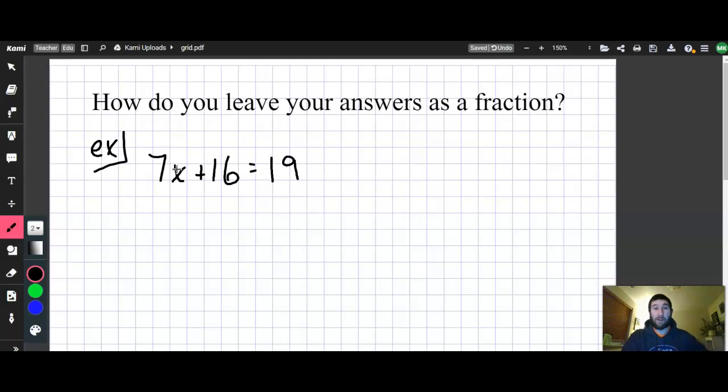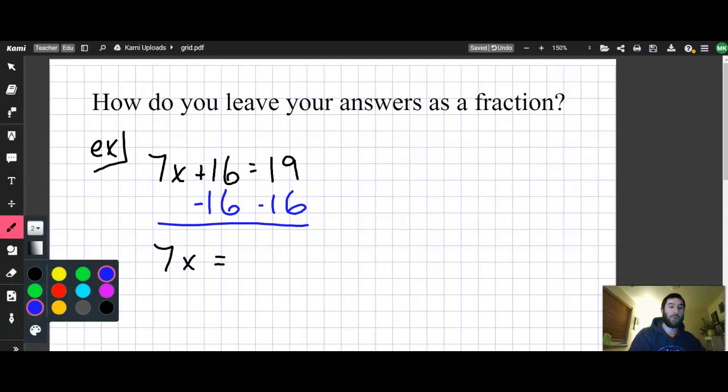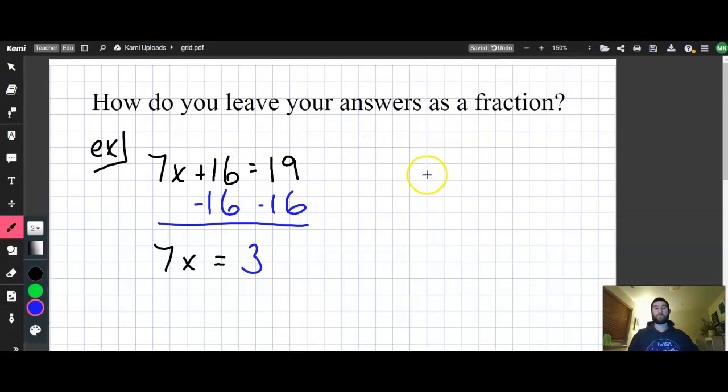Because the steps that come first are the same steps that we saw last week. The whole goal is to solve for x. So we're going to take care of our addition and subtraction first, and then our multiplication and division afterward. In this problem, we're adding 16 to our x, so we have to subtract 16 on both sides. That leaves us with our 7x equal to the 19 minus 16, which is 3.